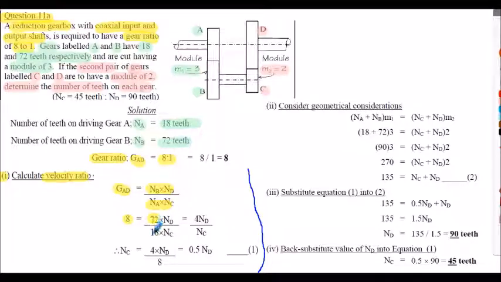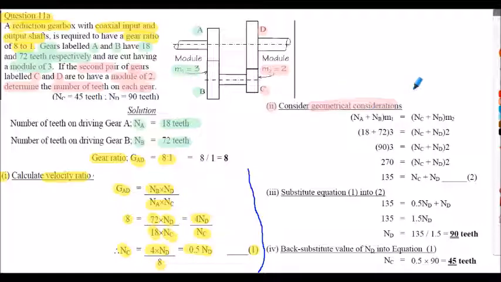We do not know the number of teeth on gear D and C because we're trying to find those. Simplifying the right hand side there, that becomes 4 N_D upon N_C. Finally, rearranging for N_C, that's now equal to 4 multiplied by N_D divided by 8, or 0.5 N_D. Call that equation 1. Step 2, we're going to consider the geometrical constraints of this gearbox.